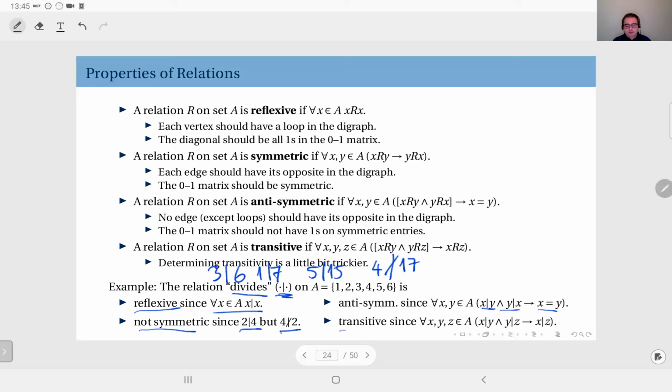Then finally, is it transitive? Yes, because if x divides y and at the same time y divides z, it should be the case that x also divides z. It's not that difficult to show this. Therefore, the divides relation is transitive.